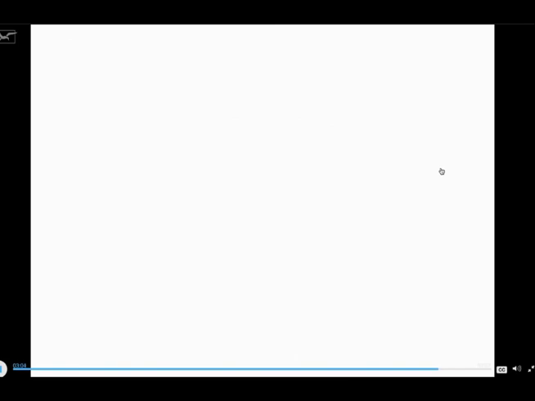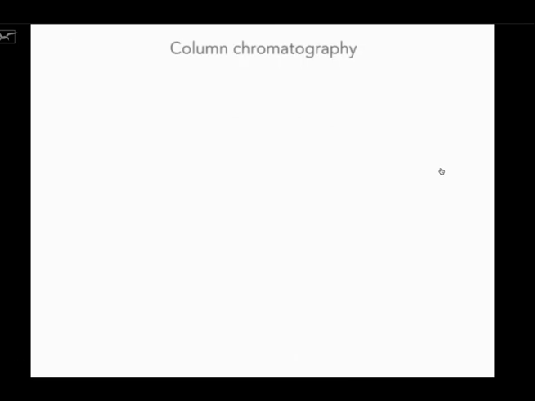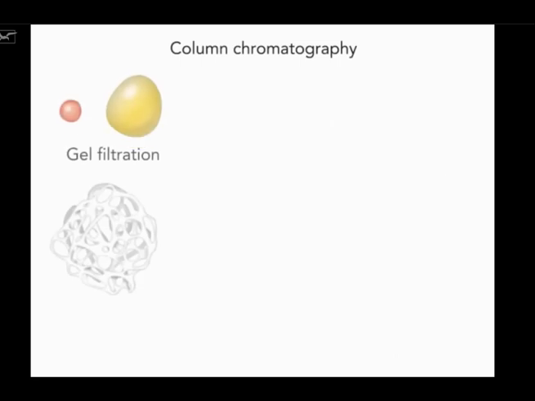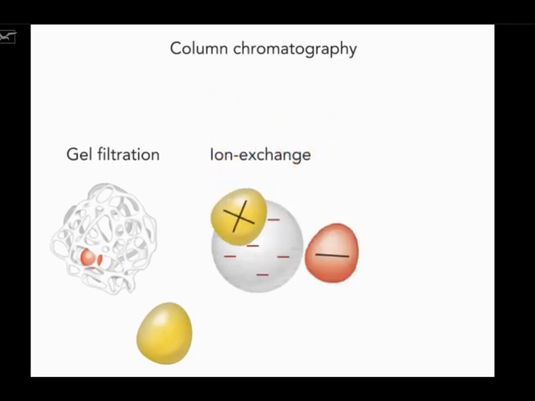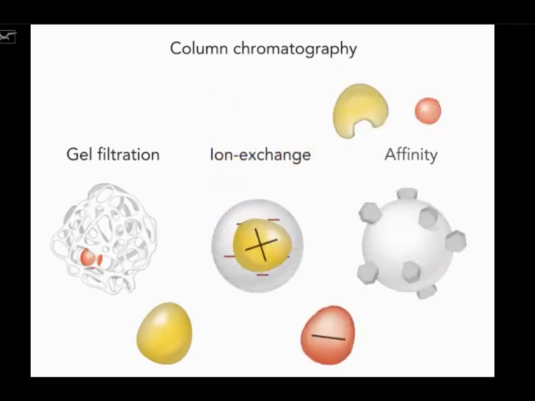In summary, there are three major methods of column chromatography that can be used depending on the properties of the proteins that need to be separated: size for gel filtration, overall charge for ion exchange, and the availability of a high affinity ligand for affinity chromatography.